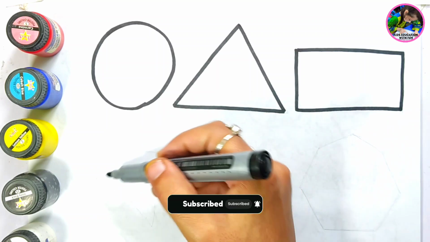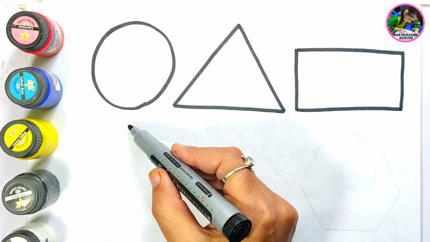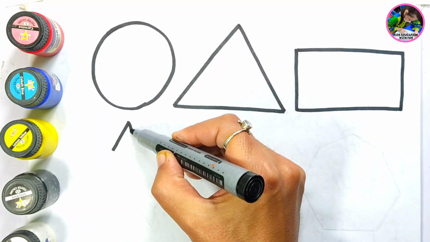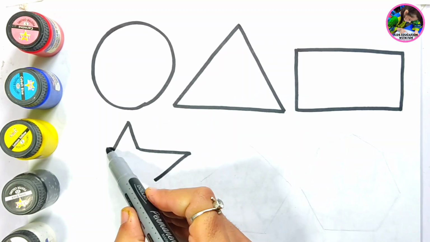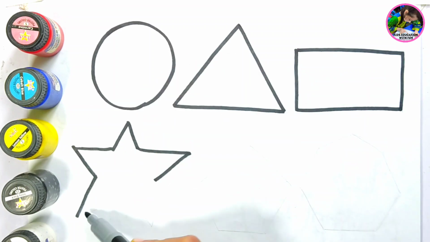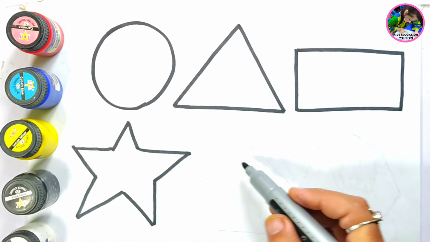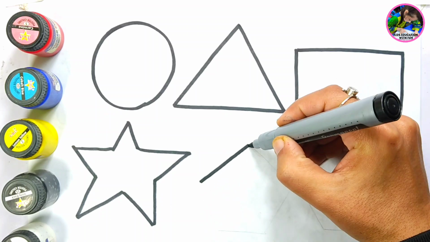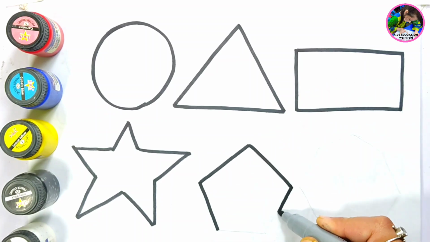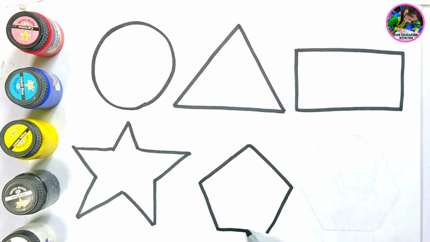now let's draw a star. Can you draw a star? It's super easy. Here is a star. Join the 2 points. Here is pentagon.